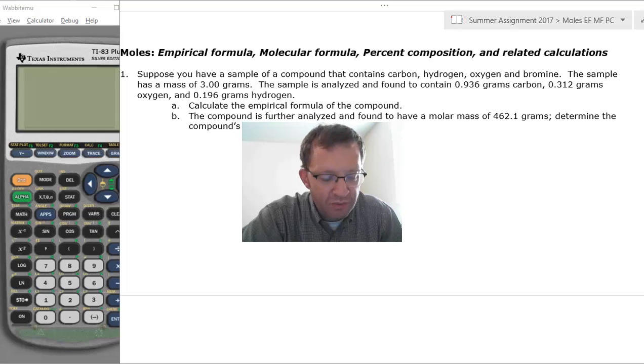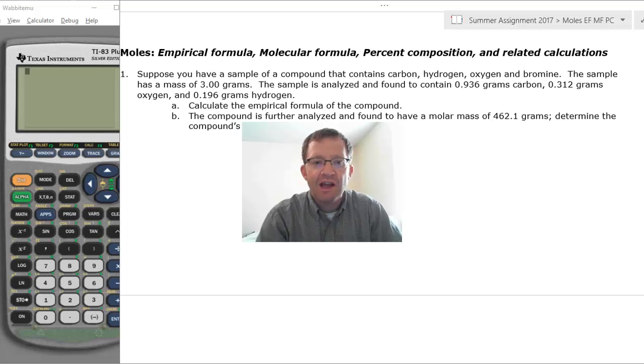Okay, welcome to moles, empirical formula, molecular formula, percent composition, and the related calculations that go with those things. This is the first of 6 problems in this assignment. I'm going to try to do a video for each one and post them individually so that you can watch the ones that you need without having to wait through a bunch of other ones.